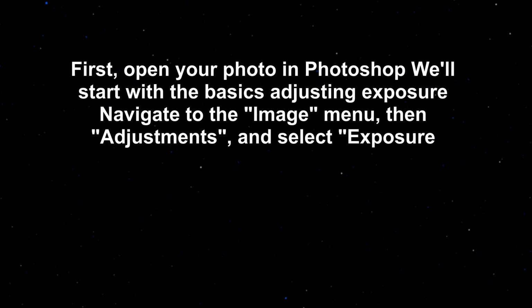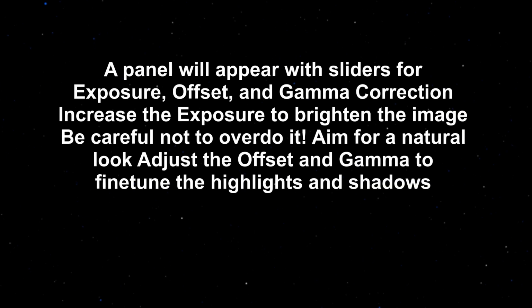Adjusting exposure. Navigate to the Image menu, then Adjustments, and select Exposure. A panel will appear with sliders for exposure, offset, and gamma correction. Increase the exposure to brighten the image. Be careful not to overdo it. Aim for a natural look. Adjust the offset and gamma to fine-tune the highlights and shadows.